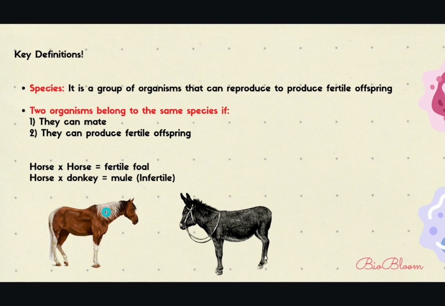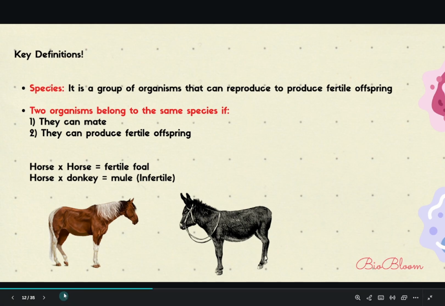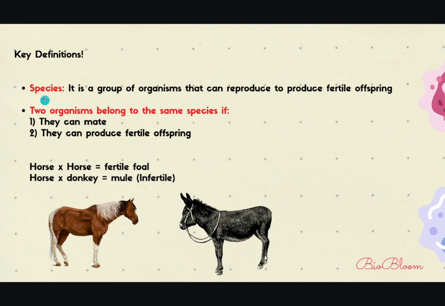But similarly, if a horse and a donkey mate together, they produce an offspring that is known as a mule, and this mule is infertile, which means that if this mule mates with another horse or a donkey, it cannot produce any offspring. So this mule is infertile. All right? So this was species. It's a very important definition, so you need to remember this for your exams, that it is a group of organisms that can reproduce to produce fertile offspring.